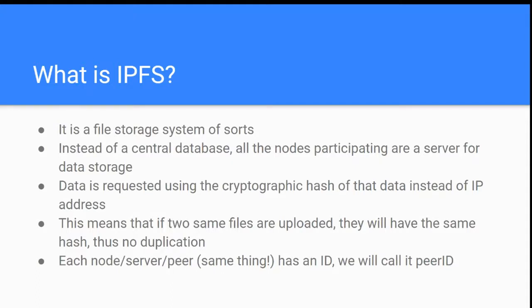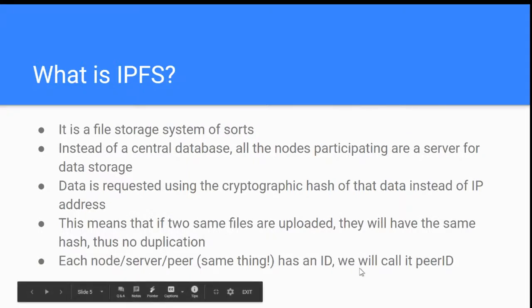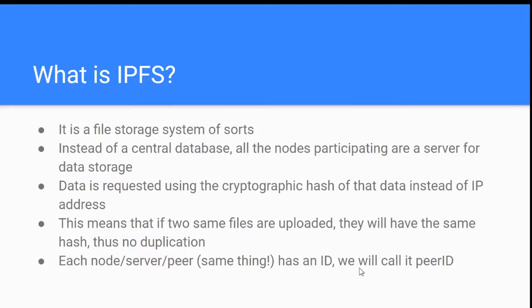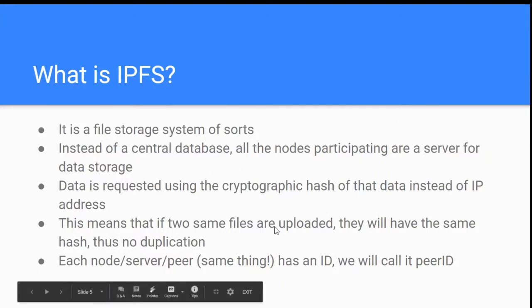It's essentially you making a hash of the file buffer. Now I know you might not understand that if you're not privy to what a file buffer is, but we'll get to that. It means that if you're referring to content by its hash, there will be no two same files uploaded. If you have one test.txt which says test inside and another test.txt which also says test inside, they'll have the same cryptographic hash, which means they won't be re-uploaded, they'll just be referred to again. Each node, server, peer has an ID. So in a few minutes I'll start my IPFS client and you'll know what I'm talking about.